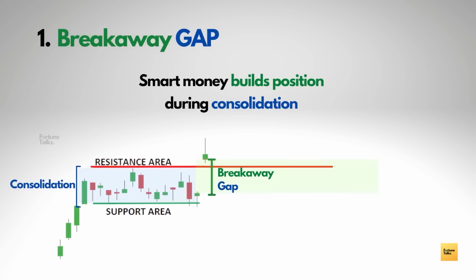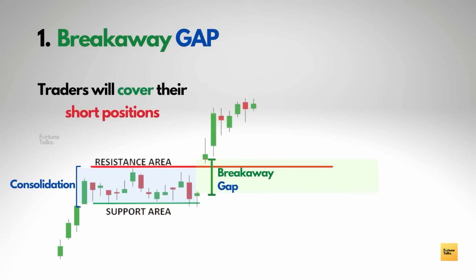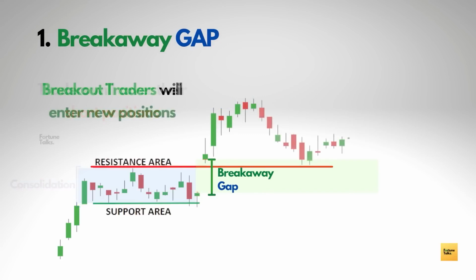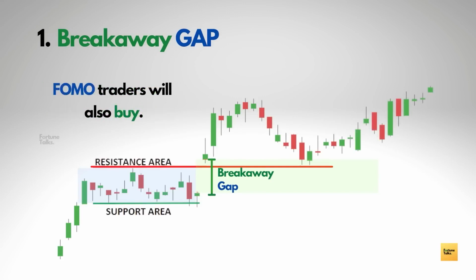And how can they be sure about this? Number one, many traders who have shorted the market will now be forced to cover their positions by buying back the stocks. Then there will be a second group of traders who will be looking to buy the breakouts. And finally, there will also be traders in the market who may feel they are missing out on a big opportunity and they will be encouraged to start buying. More often than not, the breakaway gap will not be a trap move or a false breakout because high volumes will often be supporting the move.